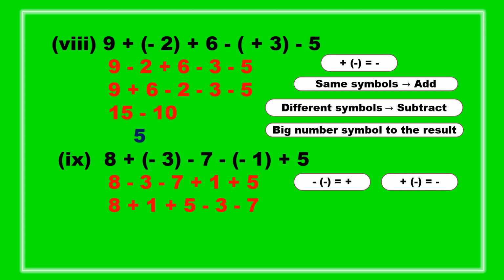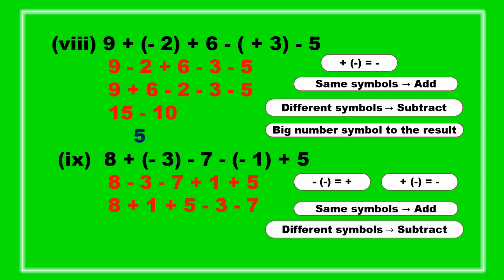Okay. Now why am I writing the same symbols together? Because it is easy to add. Our reason is that same symbols we should add. Add these three and put the same symbol, meaning the plus symbol, and add these two and put the same symbol, meaning the minus symbol. So when you add these three, 8 plus 5 plus 1, you will get 14. So it is plus 14. And when you add these two, 7 plus 3 is 10. It is minus 10 because these two have the minus symbol. Okay. So 14 minus 10.